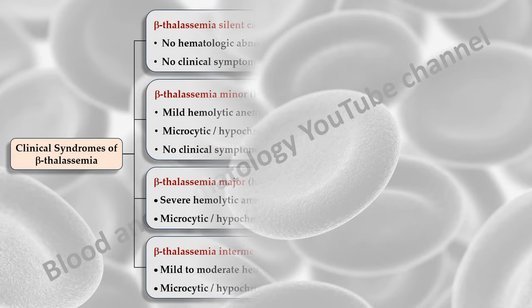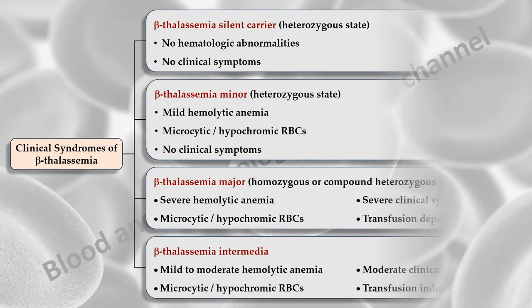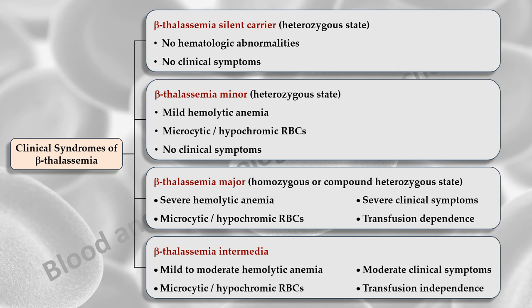Beta-thalassemia is divided into four categories based on clinical manifestations. One, beta-thalassemia silent carrier, with no hematologic abnormalities or clinical symptoms. Two, beta-thalassemia minor, with mild hemolytic anemia, microcytic hyperchromic red blood cells, and no clinical symptoms. Three, beta-thalassemia major, with severe hemolytic anemia, microcytic hyperchromic red blood cells, severe clinical symptoms, and transfusion dependence. And four, beta-thalassemia intermedia, with mild to moderate hemolytic anemia, microcytic hyperchromic red blood cells, moderate clinical symptoms, and transfusion independence. The terms thalassemia minor, intermedia, and major refer to clinical severity and are not genetic designations.